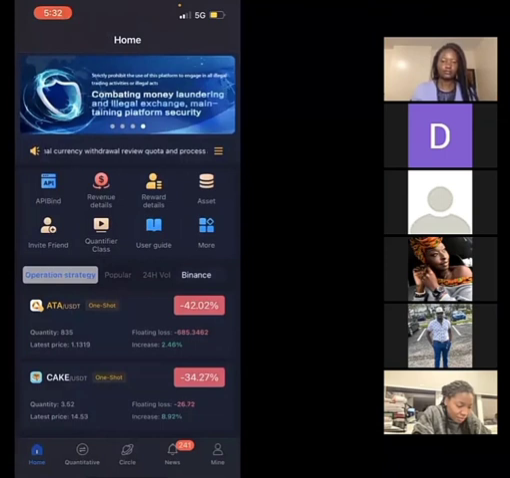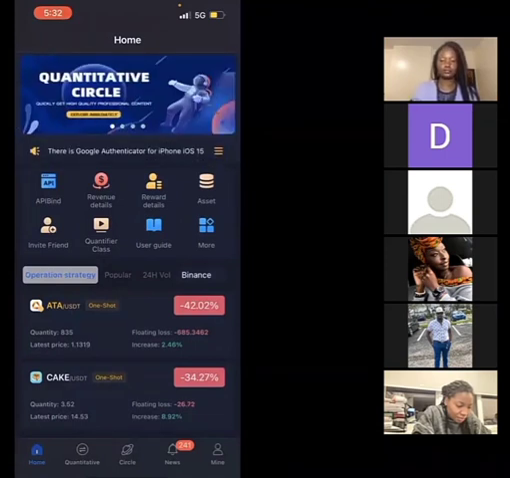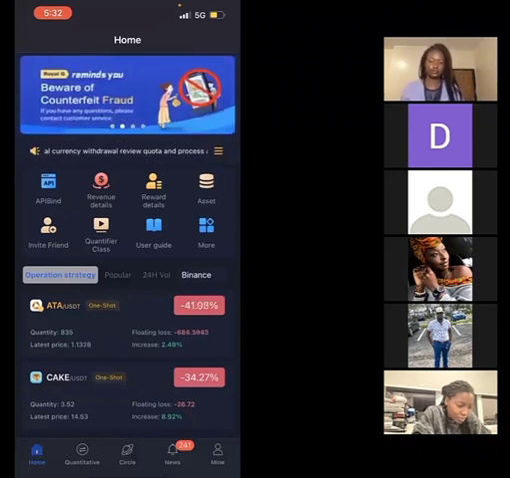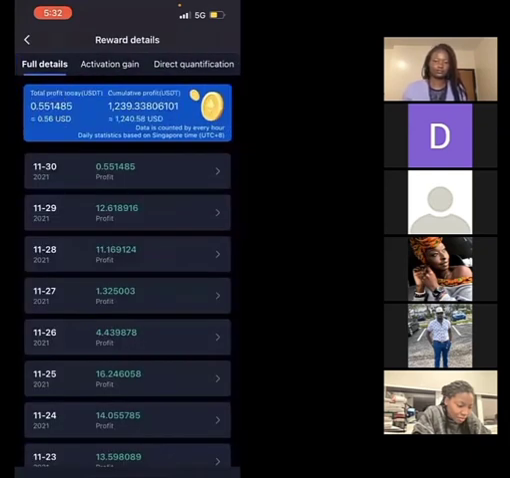To the right of revenue details, look at reward details. That yellow icon right there, I'm going to click on that. Now, this is all the side money that it gets you. So I have $1,500 in profit on this account and $1,200 just on affiliate rewards. You see what I'm saying?